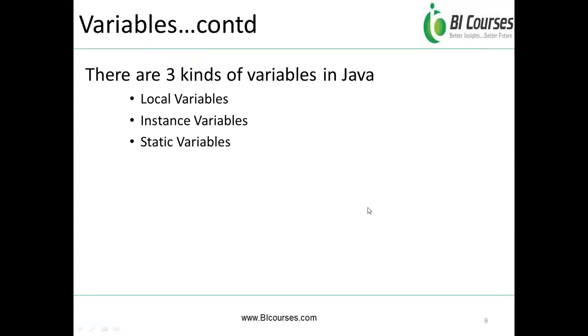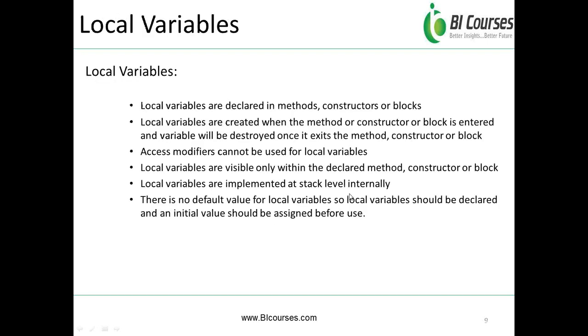Next, there are three kinds of variables in Java. One is local variables, next instance variables, and static variables. We will discuss in detail. Local variables are declared in methods, constructors, or blocks. And local variables are created when the method or constructor or block is entered, and the variable will be destroyed once it exits the method. Access modifiers cannot be used for local variables.